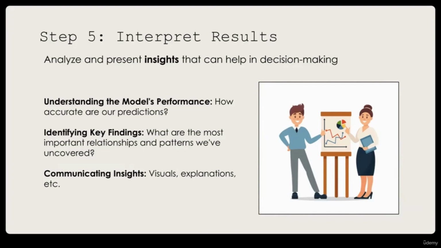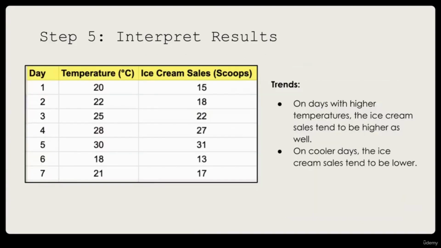Next, you also want to identify the key findings. What are the most important relationships and patterns that you've uncovered through these findings? And of course, communicating your insights, as we mentioned, through visuals and textual evidence and explanations. Now let's look at an example over here. Let's say you have a data table with the week that an ice cream store is open, with the temperature of all those days, and the sales made. By sales, as we can see from this data table, is how many scoops that they were able to sell.